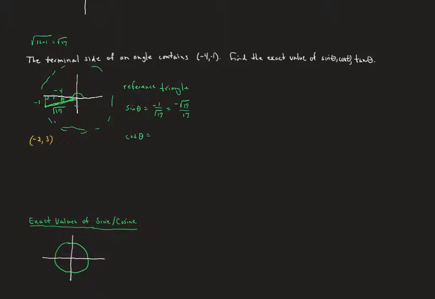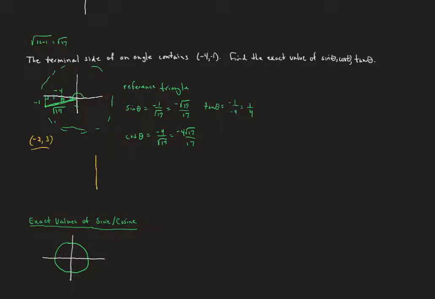The cosine of theta will be the adjacent, negative 4 over the hypotenuse square root of 17, and we'll rationalize that as well. And the tangent of theta is going to be opposite over adjacent, which is going to be a negative 1 over negative 4, which is just 1/4. Okay? Let's do the same idea with negative 2, 3.